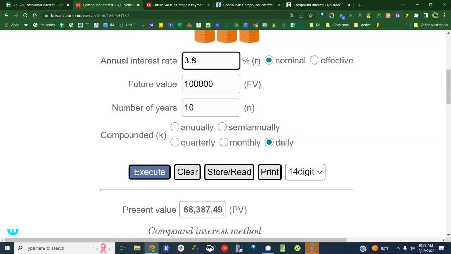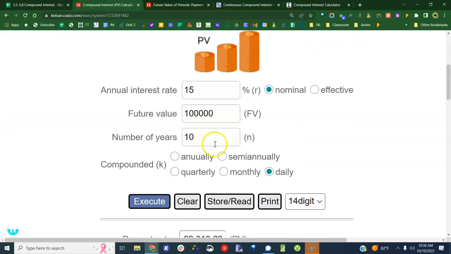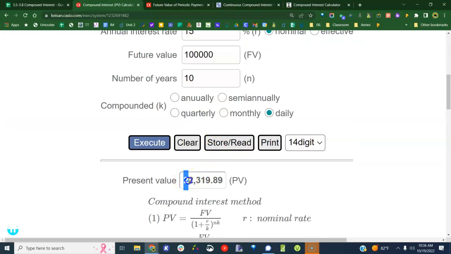Now, this is a very low rate. If you're really doing this, your investment would be something much better than this, because 10 years you can leave it alone, not touch it. You could put it in something that's actually getting closer to 15% in reality. And if it's 15%, you can see you only need $22,000.